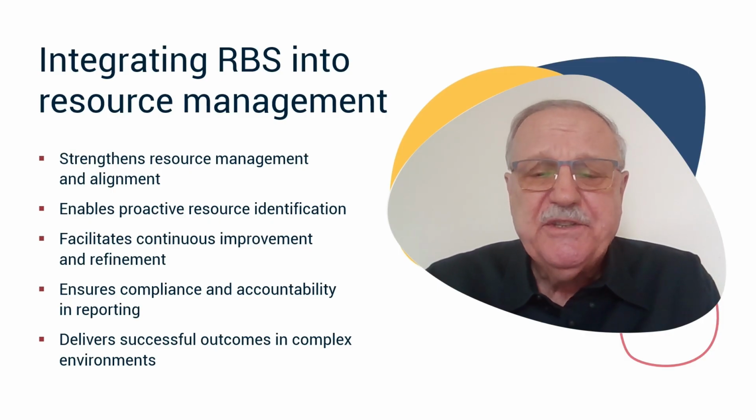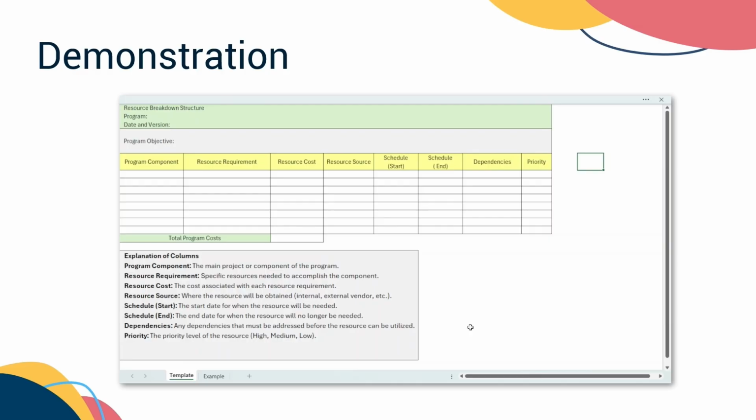Always begin by identifying the program the RBS will support. Include the document, date, and version. This RBS is a dynamic document that will likely change and require updates as the program progresses. Next, provide a brief synopsis of the program objective. This overview will provide context for those not familiar with the program.